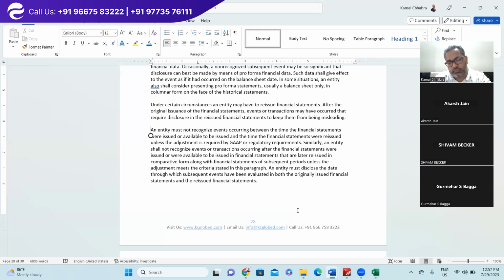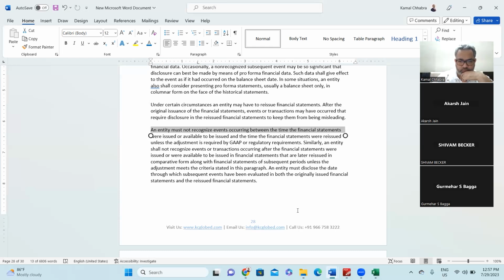सर इसमें लेकिन ये जो पैराग्राफ है, जो सेकंड लास्ट पैराग्राफ है, उसमें सब बोला गया है: An entity must not recognize events occurring between the time the financial statements were issued or available to be issued. जैसे अपने केस में था February 23, उसके बाद आप जून तक गए, तो सर अगर मैं जून तक के इवेंट्स ले लूंगा, तो ये तो कंसिडरेशन हो गई ना?